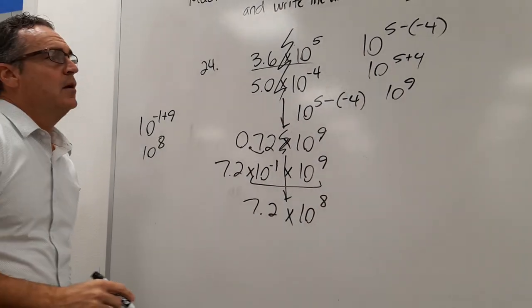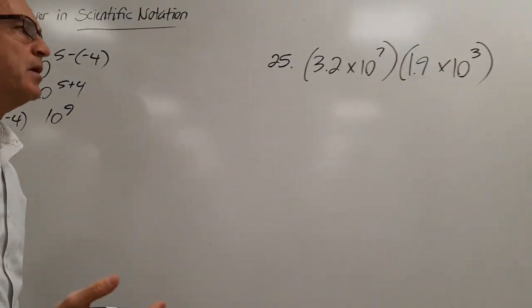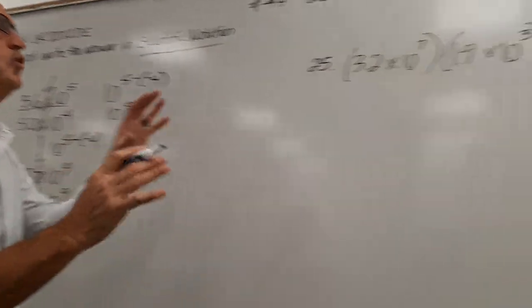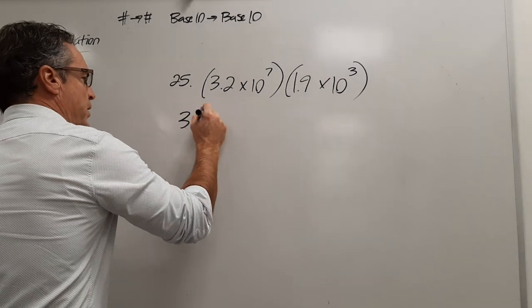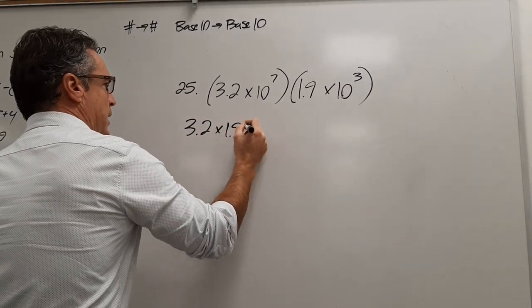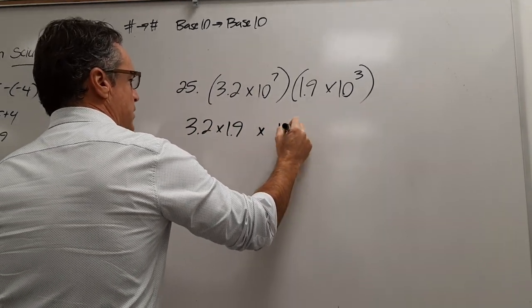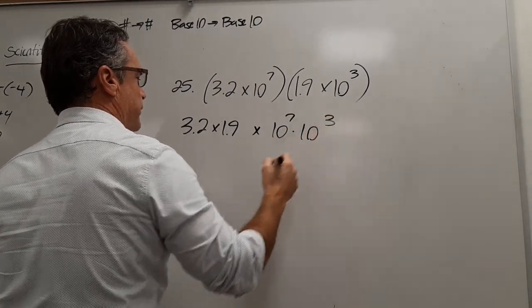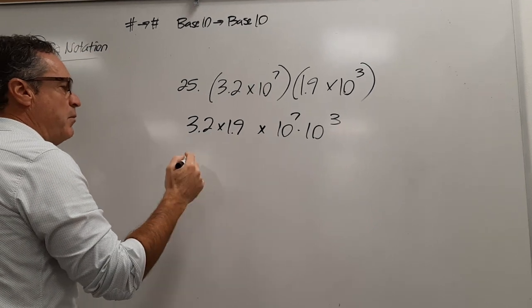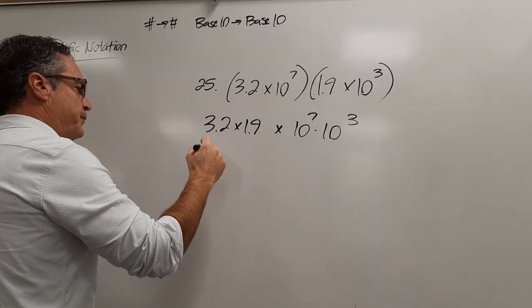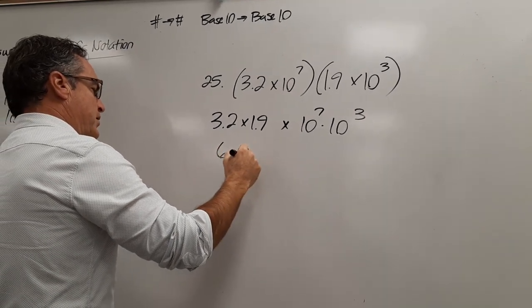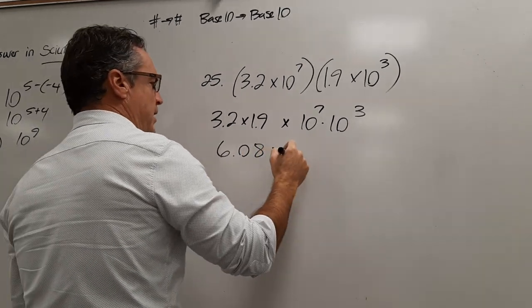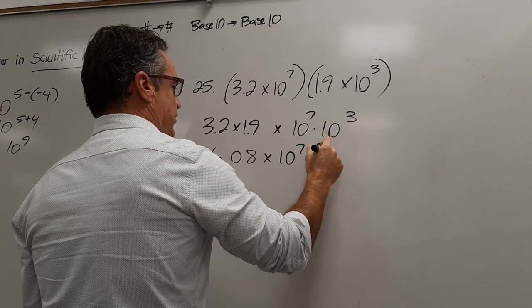Okay. Our next one here, again, same kind of a concept. Over here, we were dividing, so we divided the numbers. Over here, we're multiplying, so we're going to take numbers with numbers, 3.2 times 1.9, and then we'll have times 10 to the 7th, times 10 to the 3rd. 3.2 times 1.9, we put it in a calculator. What do we get? 6.08. And we have 10 to the 7 plus 3.